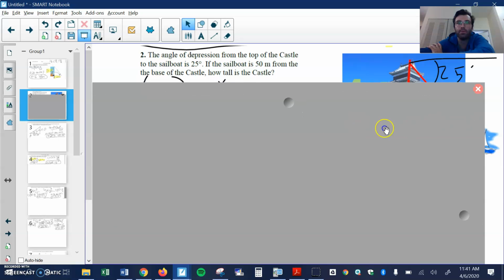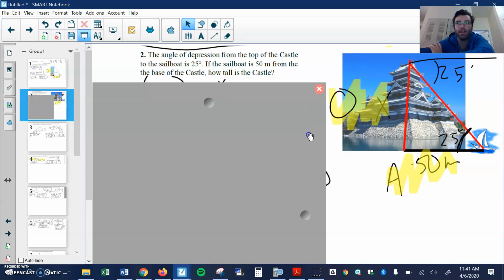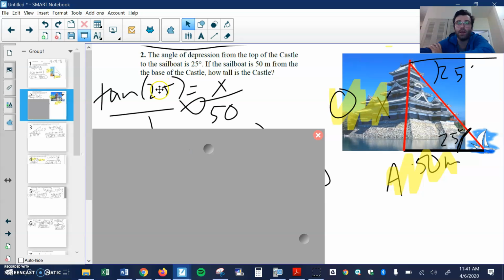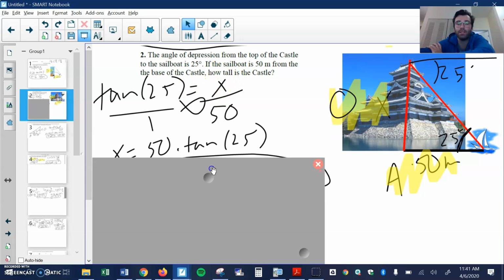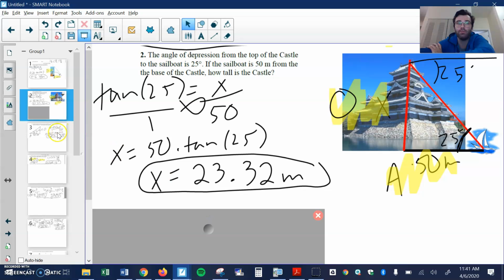Next one, an angle of depression from the top of the castle to the sailboat is 25 degrees. If the sailboat is 50 meters from the castle, how tall is the castle? So remember, angle of depression is technically here, but that also means it goes down here. So if it's down here, this is my reference angle, this is the opposite and adjacent. O and A is tangent. Tangent of my angle, 25, equals O, which is X, over A, which is 50. If it's in the numerator, I just multiply 50 times the tangent of 25 to get 23.32.